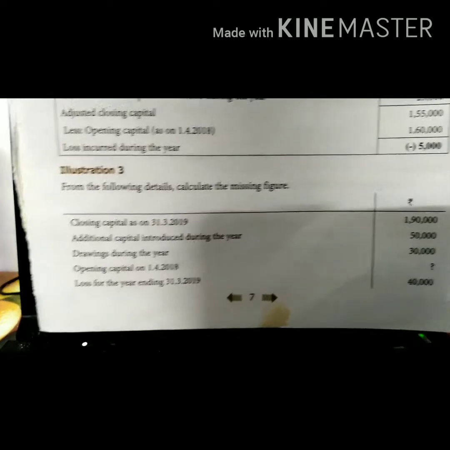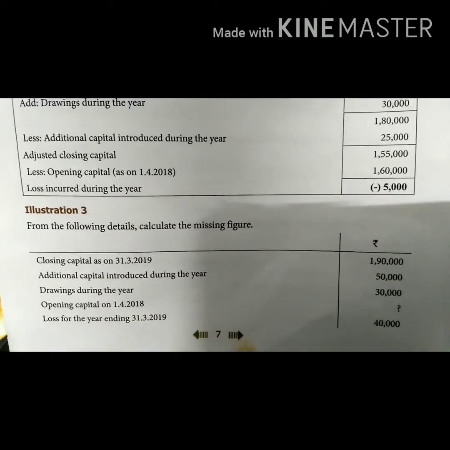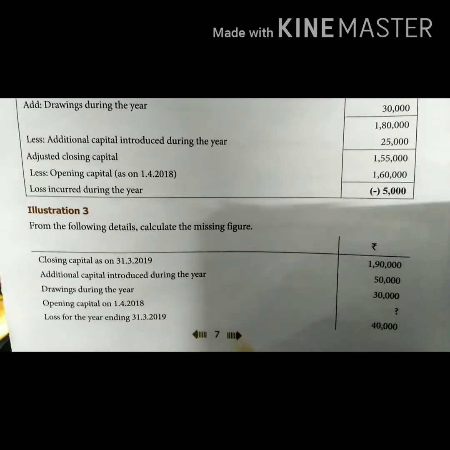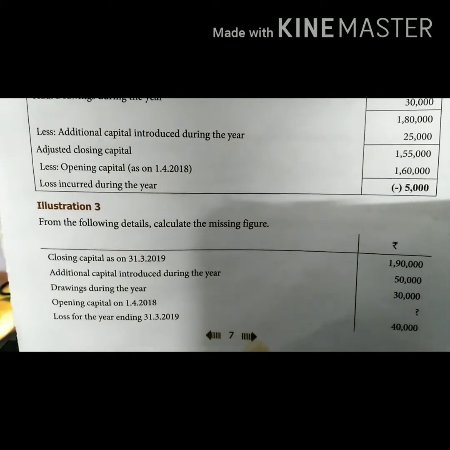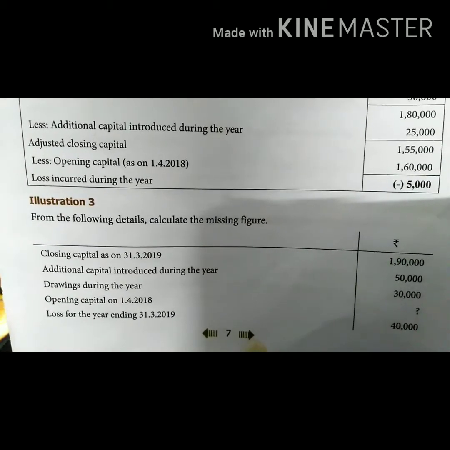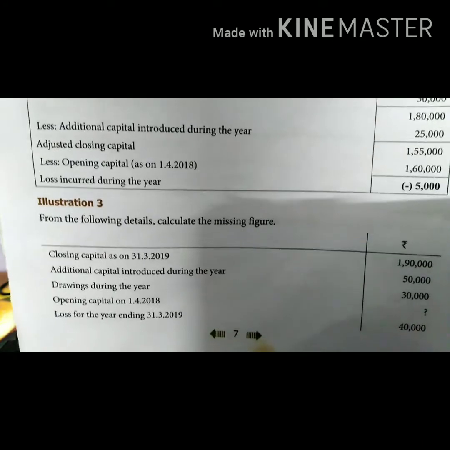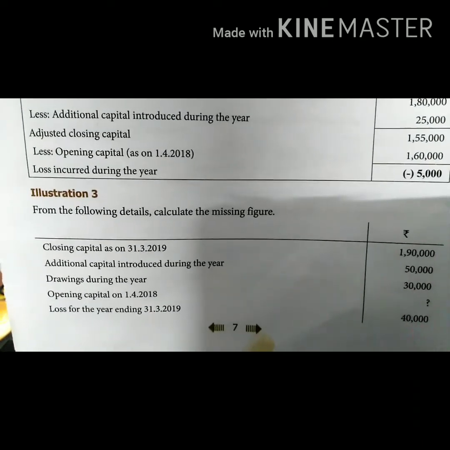In this lesson we are going to see how to calculate a missing figure. See the illustration: from the following details, calculate the missing figure. In illustration 1, all the information is given in the problem. So it is very easy to prepare a statement of profit. You have to draw the format, fill in all the information, then find out profit or loss. But this problem is something different.